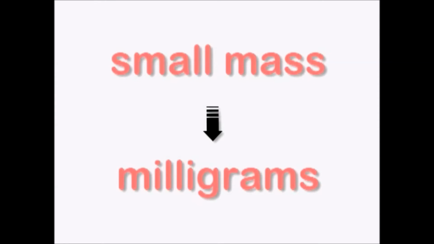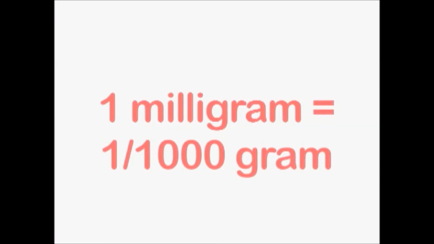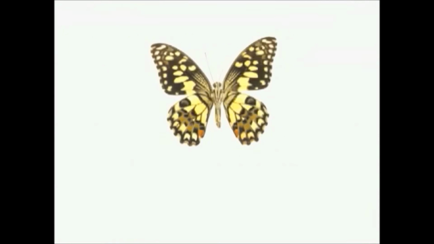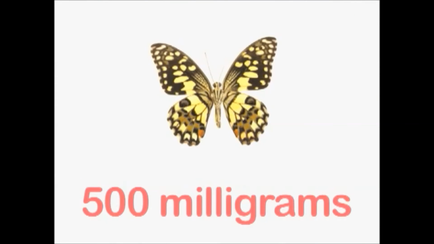Very small mass can be measured in milligrams. A milligram is 1/1000th of a gram, which means that each gram contains 1,000 milligrams. There are 1,000,000 milligrams in 1 kilogram. One small butterfly has a mass of roughly 500 milligrams.